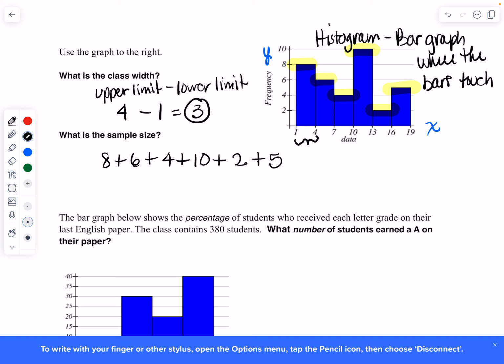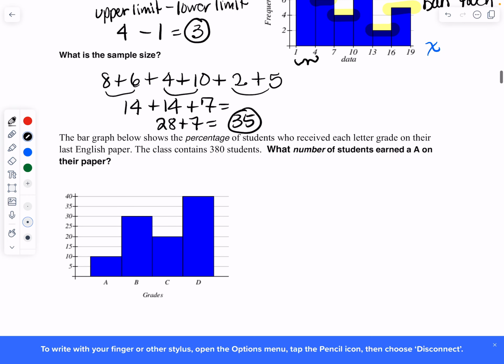So now I have to add that all up to find the sample size. So 8 and 6 is 14. So I'm combining these two. 4 and 10 is also 14. And then 2 and 5 is 7. Okay, 14 plus 14 is 28. Plus 7 will give me a value of 35. So there are 35 people or things in this data set. Okay, so again, to find the sample size of a histogram, you find the height of the bars and you add them all up.